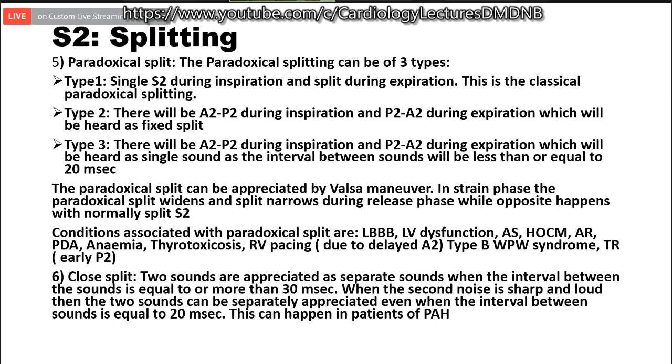Type 3, there will be A2, P2 during inspiration and P2, A2 during expiration, similar to type 2, but the gap between A2 and P2 and P2 and A2 is less than 30 milliseconds, so it behaves like a single second heart sound. So in paradoxical splitting, there can be the classical paradoxical splitting, where the S2 is single during inspiration and split during expiration, or it can be wide fixed split, where the second sound appears fixed split because of the A2, P2 and P2, A2 gap being more than 30 milliseconds. And finally, it may appear as though a single second heart sound, where the A2, P2 and P2, A2 interval is less than 30 milliseconds. So in that situation, how will you differentiate whether it is a fixed split, or a paradoxical split behaving like a fixed split, or a paradoxical split behaving like a single second heart sound?